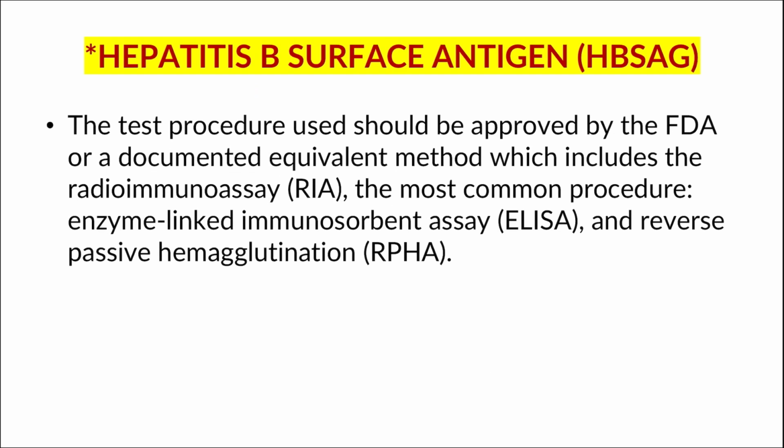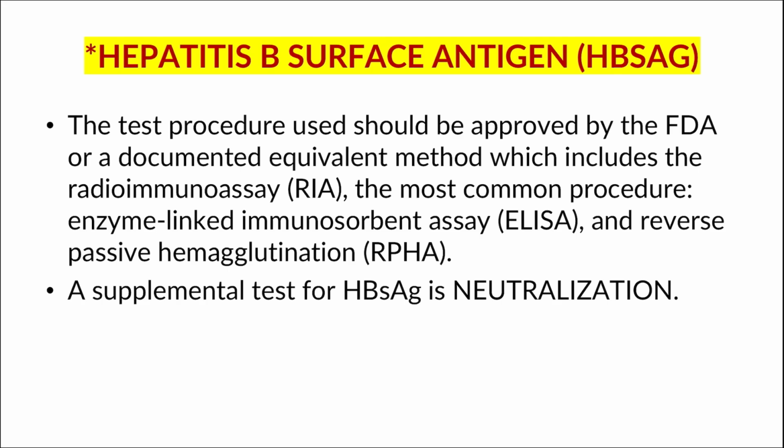So for HBsAg, the test procedure should be approved by the FDA or a documented equivalent method, which includes the RIA, the most common procedure, which is of course the ELISA, and reverse passive hemagglutination.